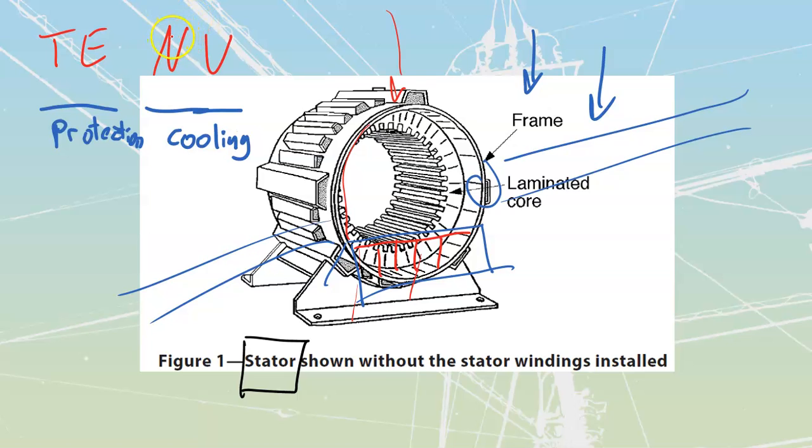Oftentimes, it's in the TENV, which is just going to have two smooth end bells. What we're going to see is a TEFC, totally enclosed fan cooled. And what the TEFC has, if I can just draw this here, who knows? Some days I can draw, some days I can't.